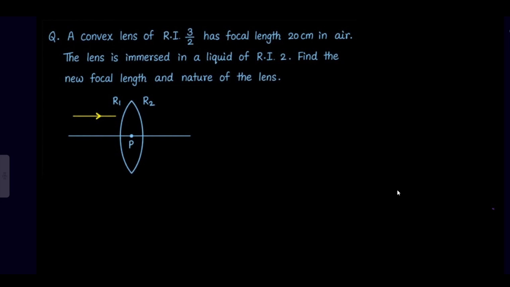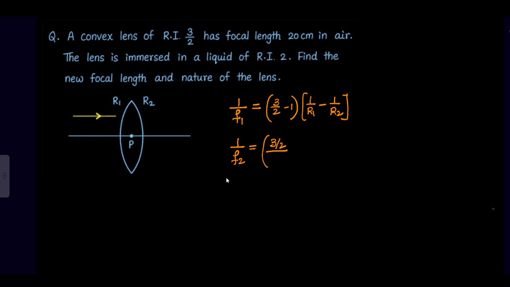So initially, in case 1, the first case focal length: this is 1 by f1. Initial medium is air only. So it will come to be (3 by 2 minus 1) into (1 by r1 minus 1 by r2). And in the second case, 1 by f2 is equal to (3 by 2 by the refractive index of the medium given now, that is 2, minus 1) into (1 by r1 minus 1 by r2).